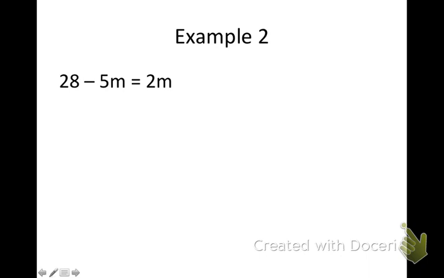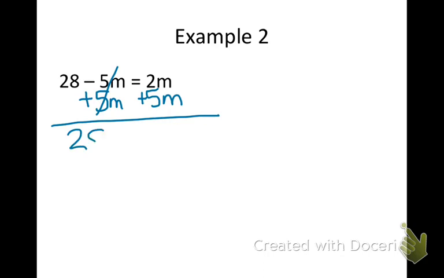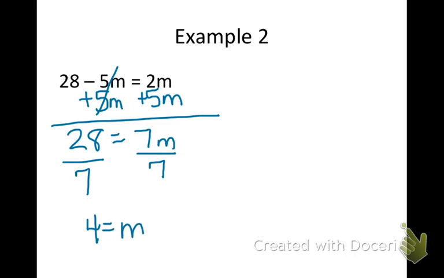Okay, example 2. In example 2, we have 28 minus 5m is equal to 2m. So let's go ahead and move the variable to the right this time. So if we add 5m to both sides, we'll get 28 is equal to 7m. We'll divide both sides by 7, and we'll get 4 is equal to m.